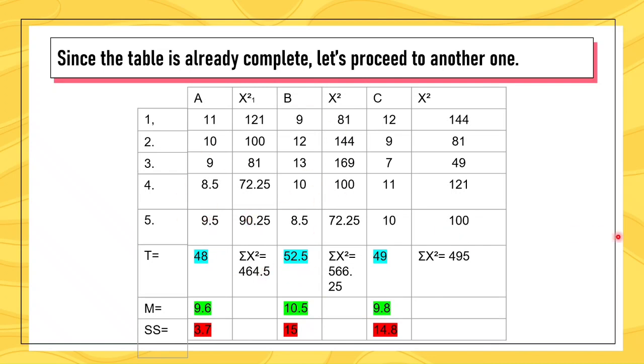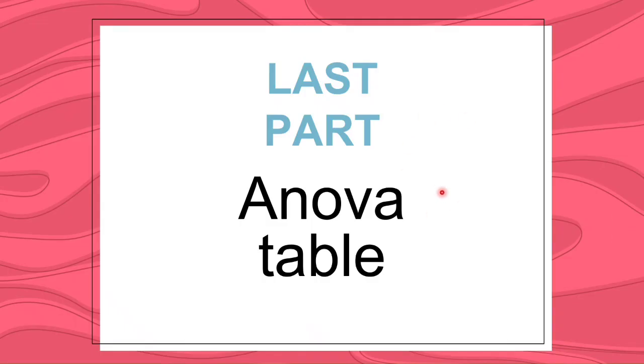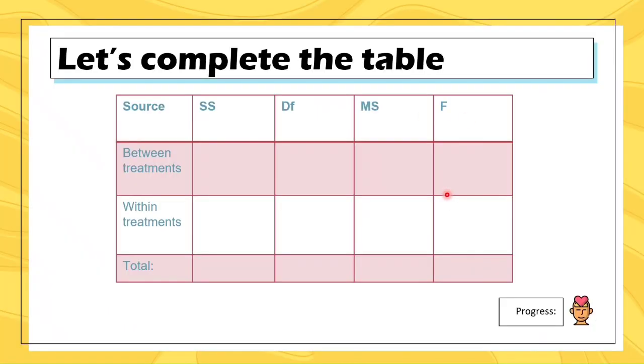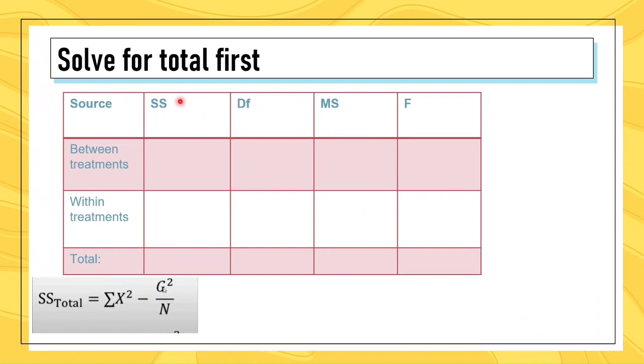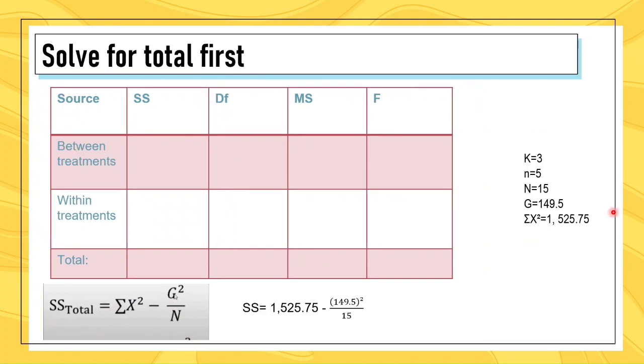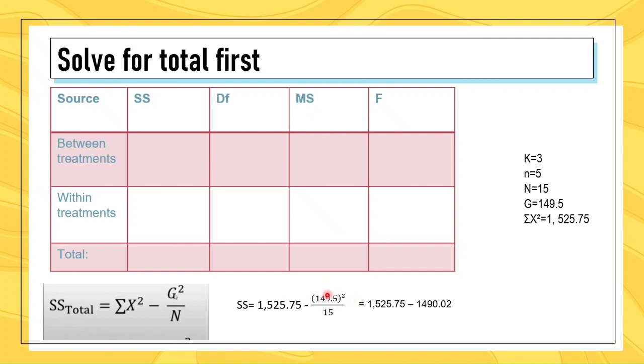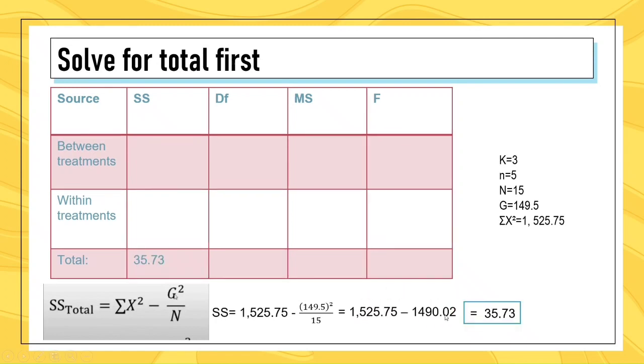So let's proceed to the ANOVA table, which is the last part. Let's compute the table. So solve for the total first. Here's the total formula. So we need our letters here, right here, to get this. We need to get their square first and divide it by 15 to get the 1490.02 and subtract this. So the answer is 35.73.